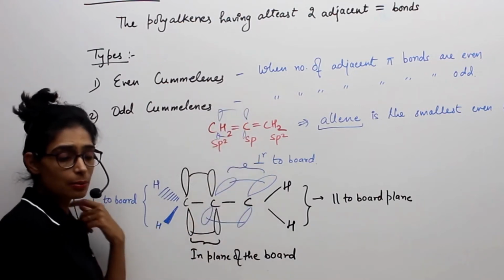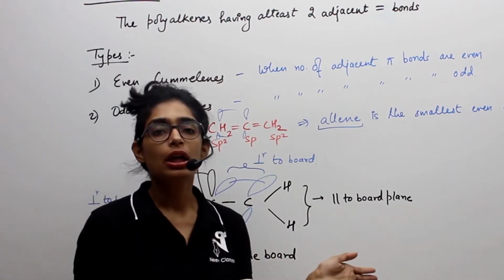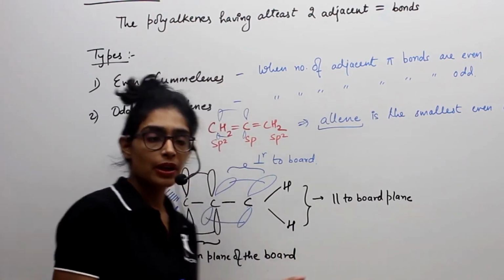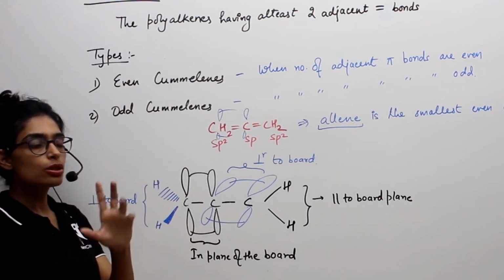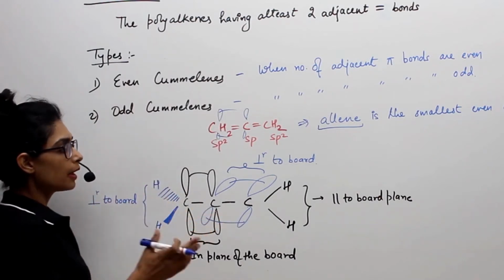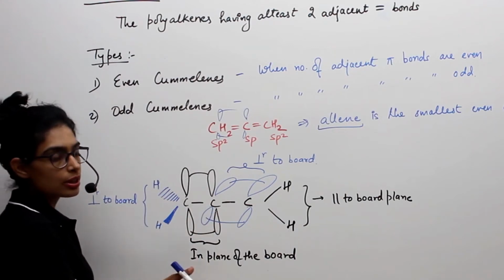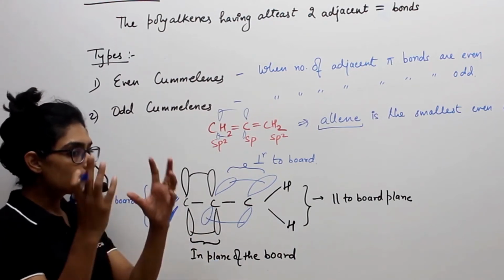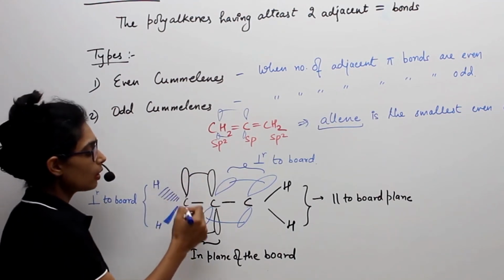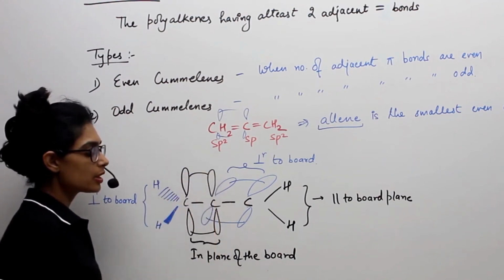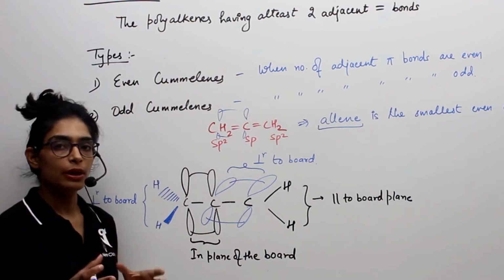Pi and sigma bonds are perpendicular to each other. Correct. So I'm assuming 2 planes to explain this diagram. One is a plane parallel to the board, or you can say in the plane of the board, and one is perpendicular to the board. So assume right now the bond which I have made is parallel to the plane of the board.